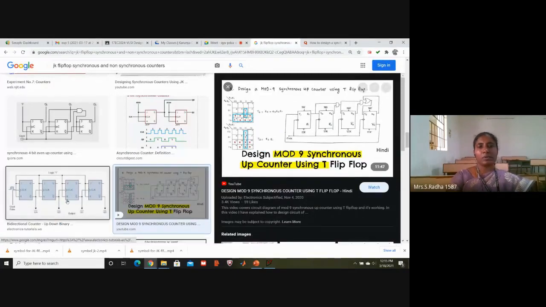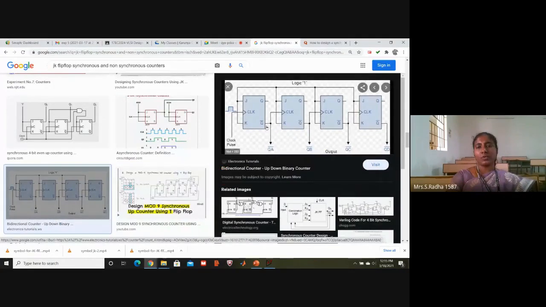Asynchronous means this is one model. 4 flip-flops are there. Q bar is connected to the next stage clock, which means it is a down counter. It will count from 15, 14, 13 like that, down to 0, because 4 flip-flops are there. So this is about the asynchronous counter.